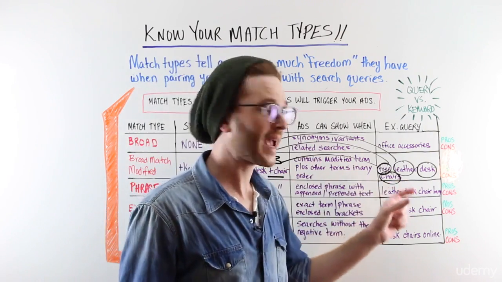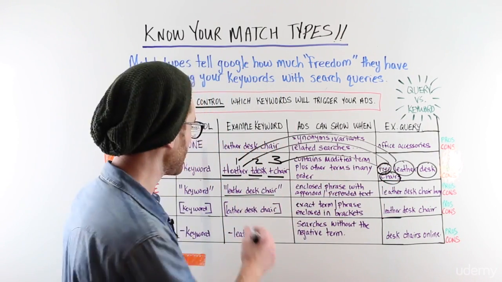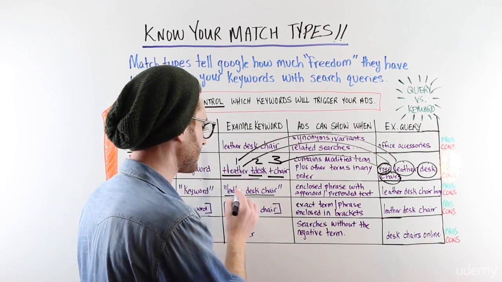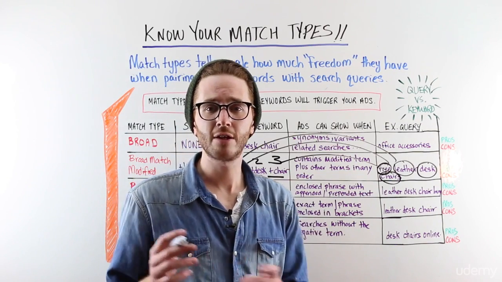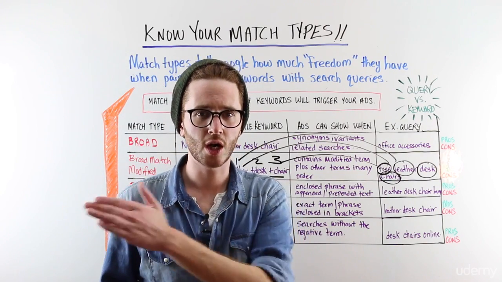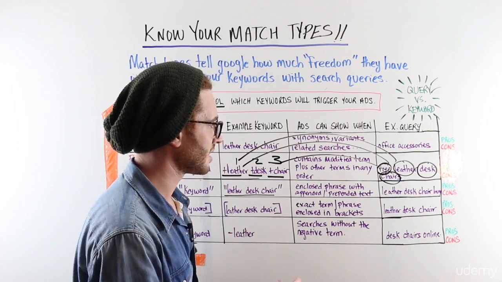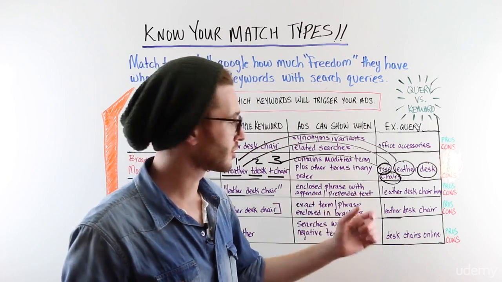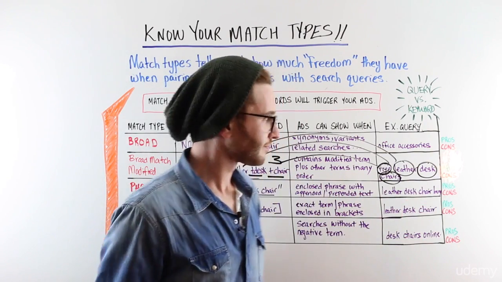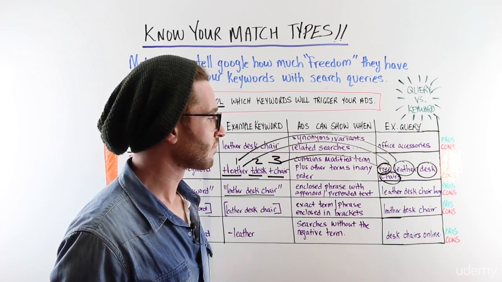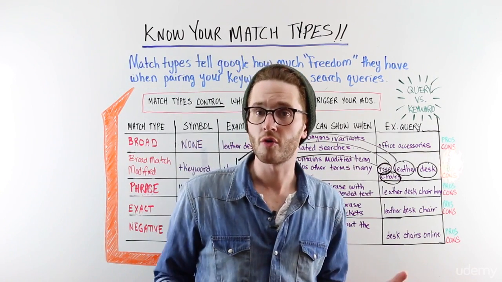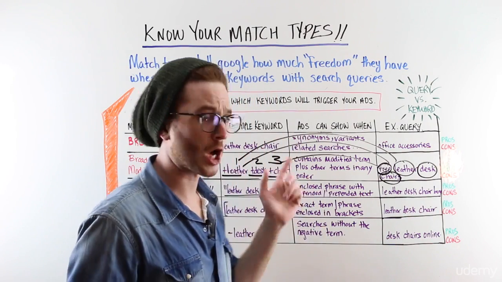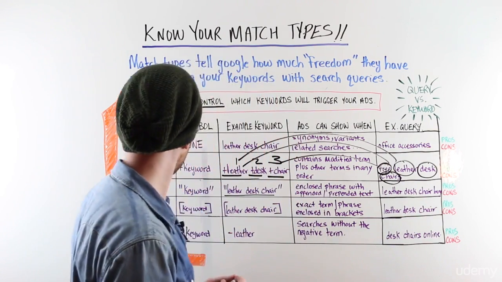So we could still show an ad for free leather desk chair because, yes, the word free is prepended to my phrase, but leather desk chair is my phrase match keyword. Leather desk chair has to show up in that order, if that's my keyword enclosing the phrase. So leather desk chair buy could trigger an ad because the word buy is appended to the phrase. Leather desk chair photos could trigger your ad because photos is appended to the phrase. We'll talk more about phrase match in a moment.